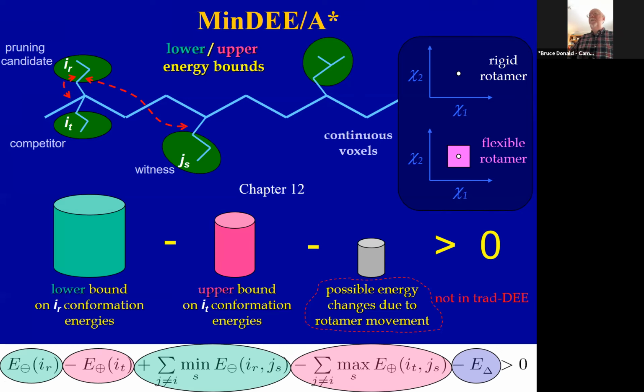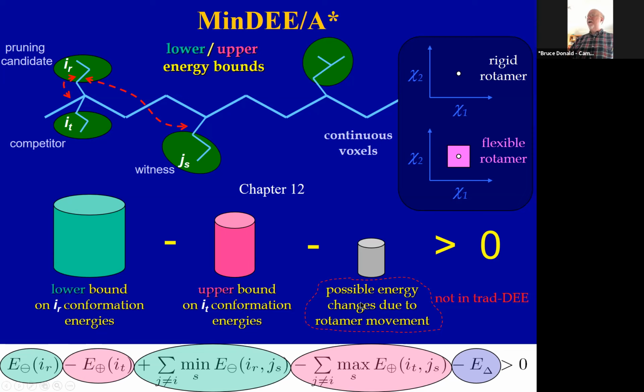And now we have a more complicated equation. So instead of having rigid energies, we have bounds on energies. So we have something similar to what we had before, lower bounds on basically conformational energies. That's similar to what we had before. Then we have upper bounds on other kinds of energies. So these terms are quite similar to what we had before. We have a new term here, which is possible energy changes due to the rotamer movement.